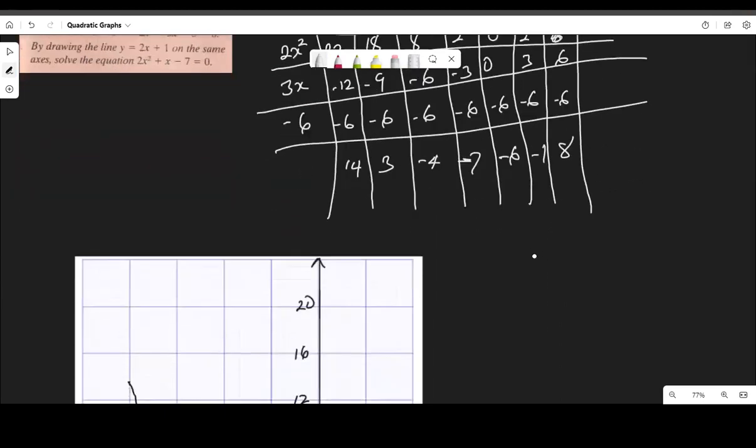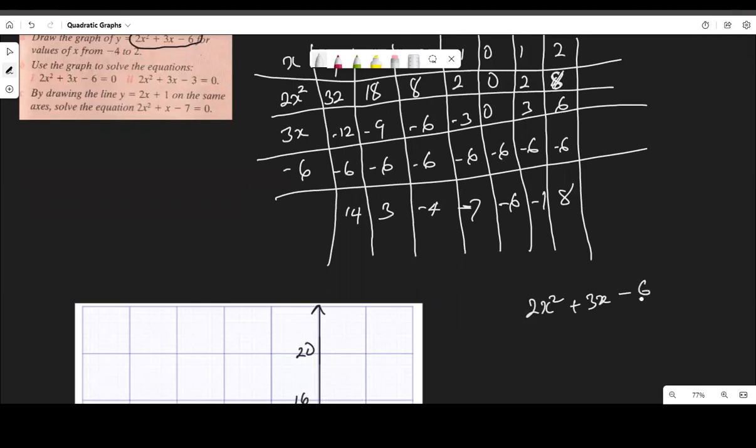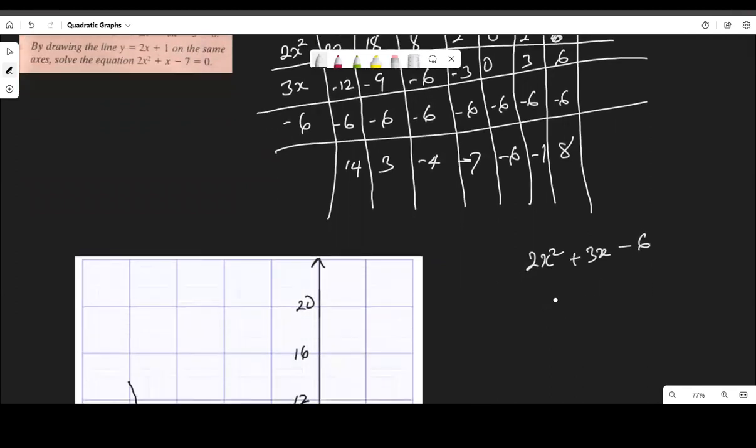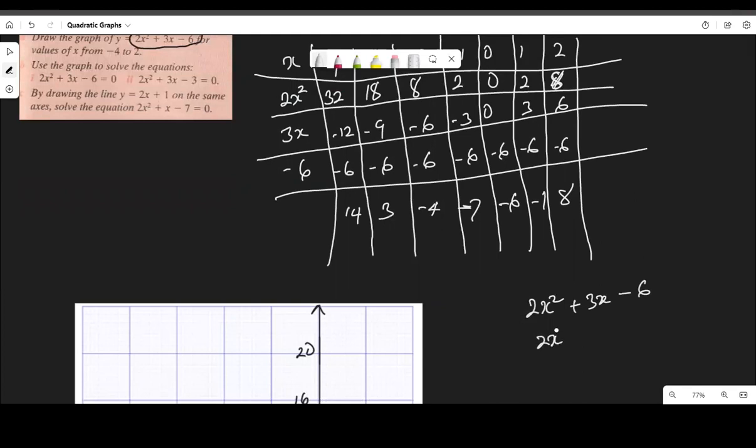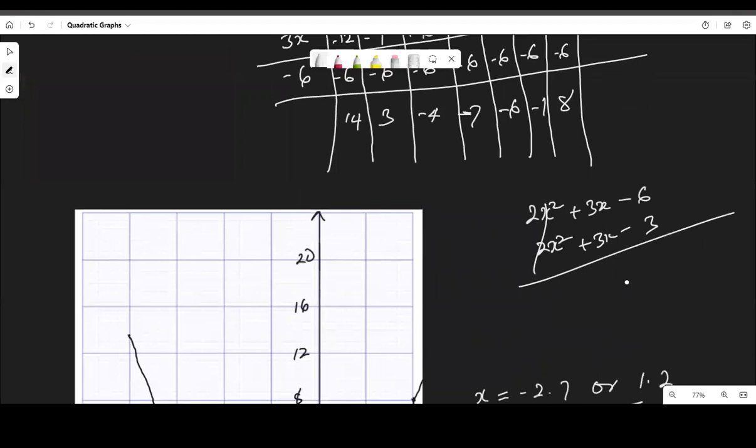So the first equation is 2x squared plus 3x minus 6, which is the graph we plotted. The other one is 2x squared plus 3x minus 3. If we subtract these two equations, the difference will be minus 3. Meaning y is equal to minus 3 at that point.